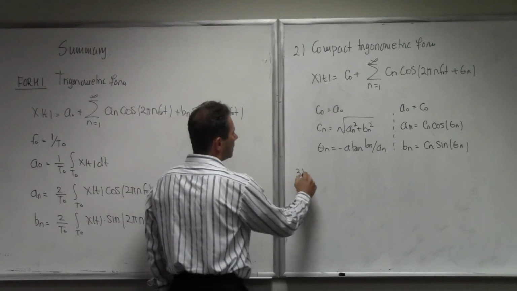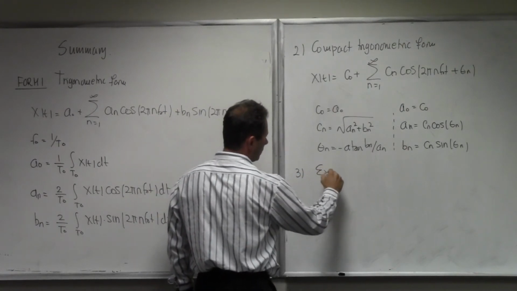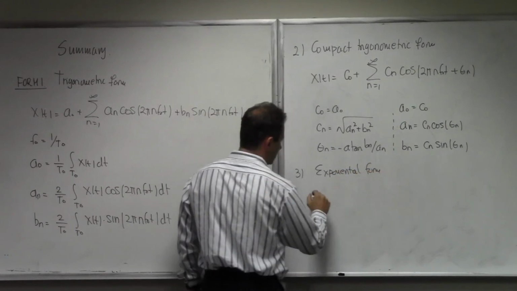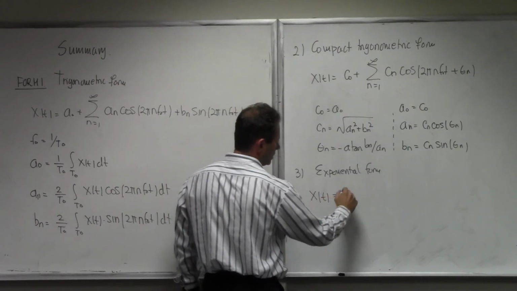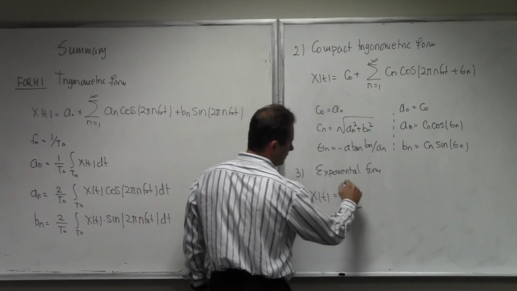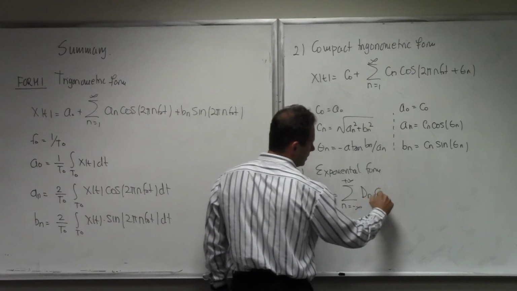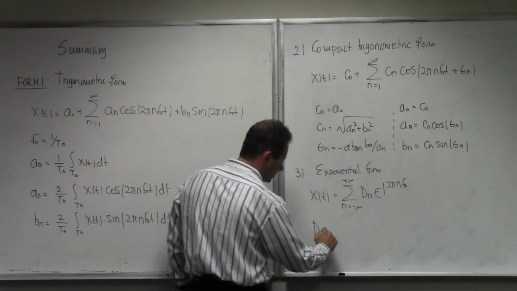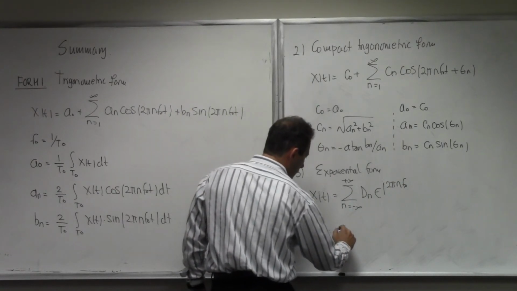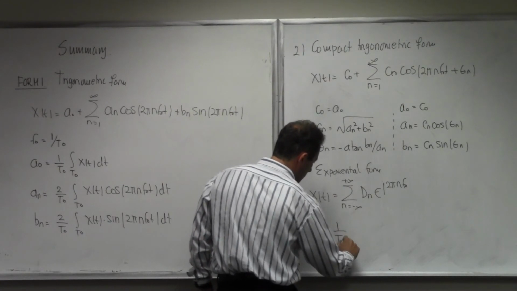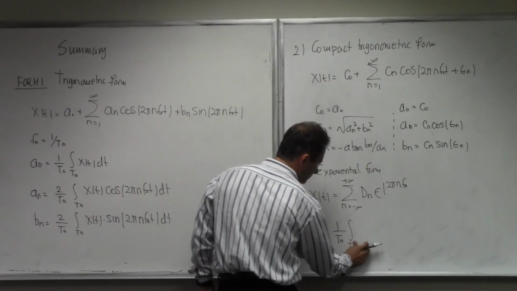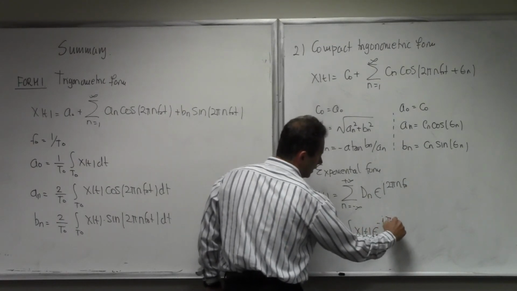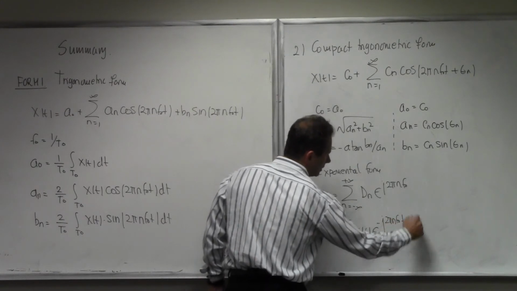And then the third form is the exponential form. This one is notationally the shortest. x of t is equal to the sum, when n goes from minus infinity to plus infinity, of dn e to the j 2 pi n f0 t, and dn is calculated as 1 over t0, integral over t0, x of t e to the minus j 2 pi n f0 t dt. There's a t missing.